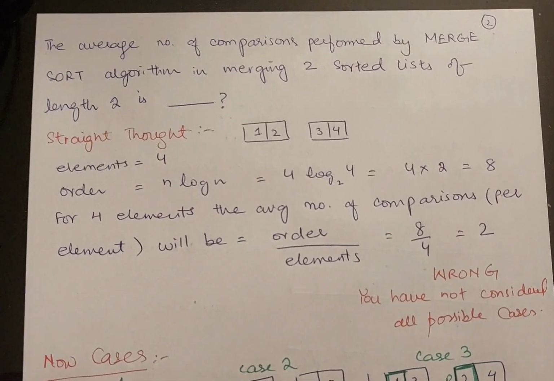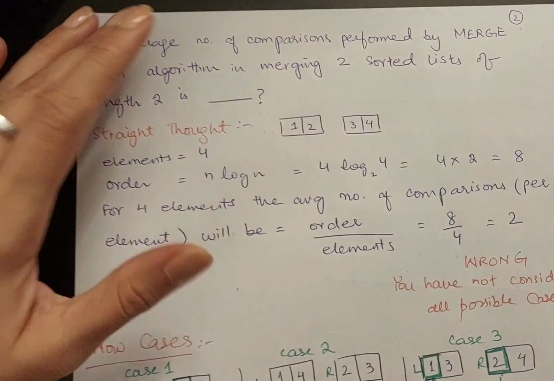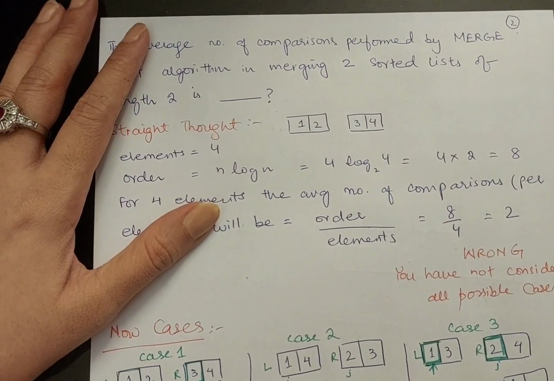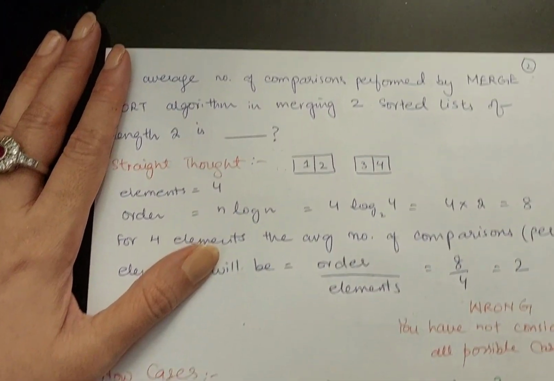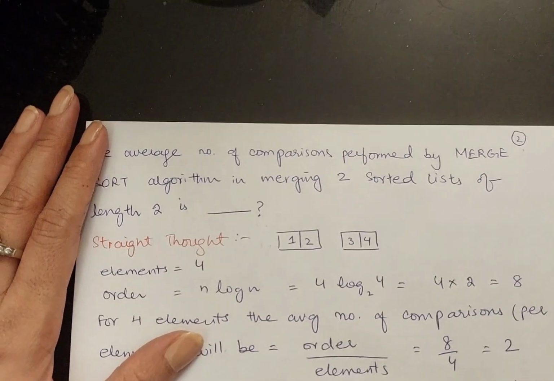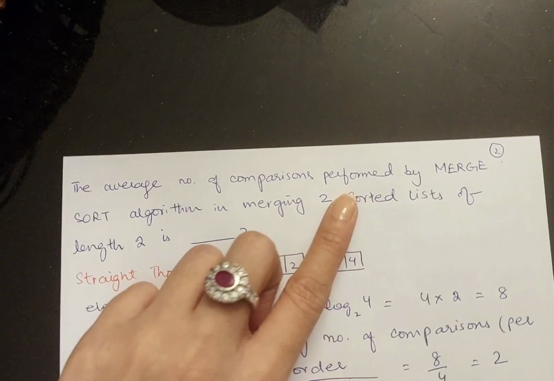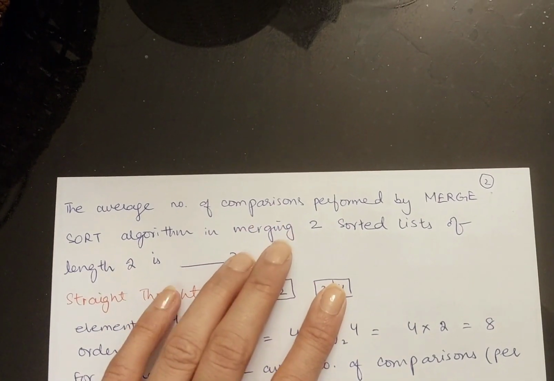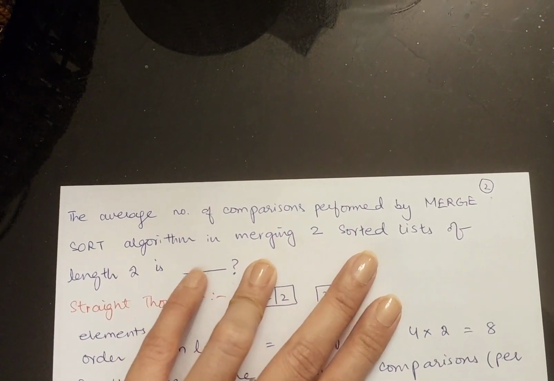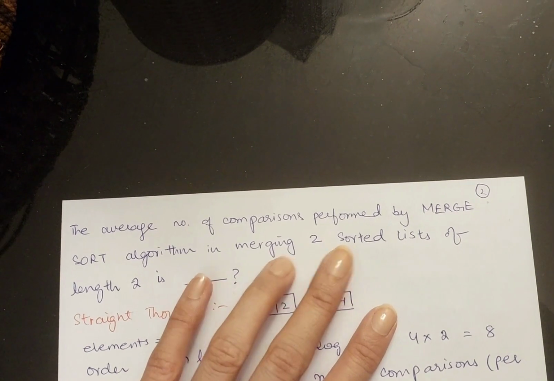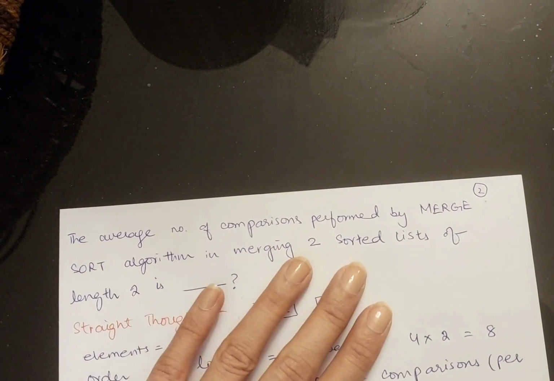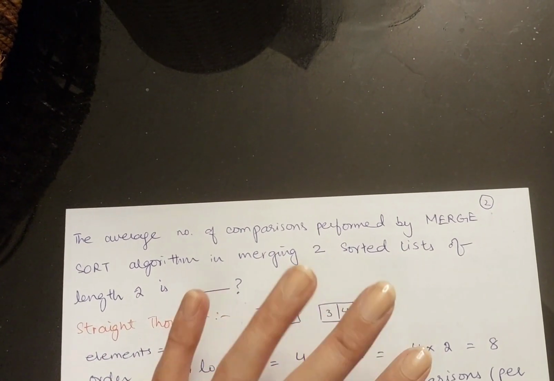Maybe in your exam you might not be given an array to simply sort with the help of merge sort. You might be asked: the average number of comparisons performed by the merge sort algorithm in merging two sorted lists of length 2 is. You might be given multiple choices or a fill in the blanks.